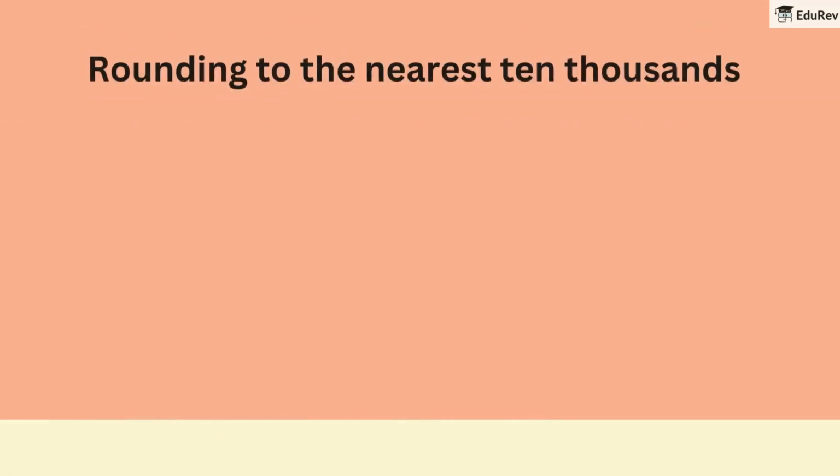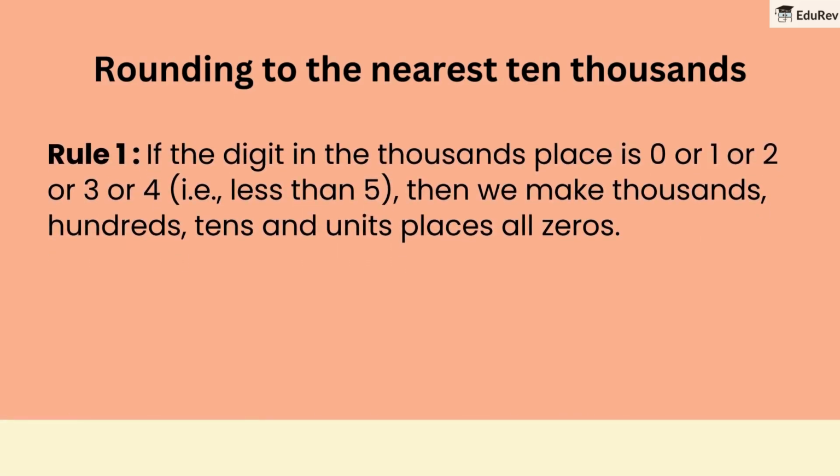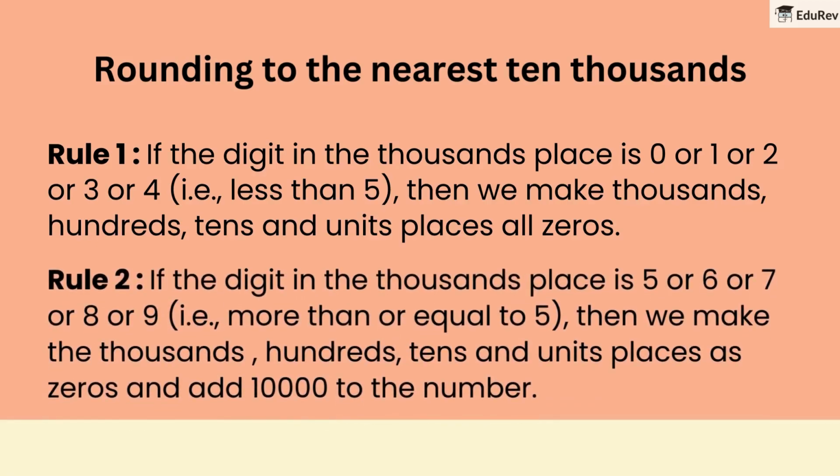3 8 3 0 0 0. Rounding to the nearest 10,000s. Rule 1. If the digit in the thousands place is 0, 1, 2, 3, or 4, that is less than 5, then we make thousands, hundreds, tens and units places all zeros. Rule 2. If the digit in the thousands place is 5, 6, 7, 8, or 9, that is more than or equal to 5, then we make the thousands, hundreds, tens and units places zeros and add 10,000 to the number.